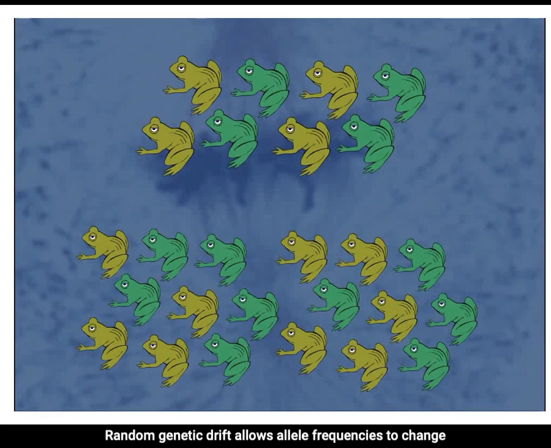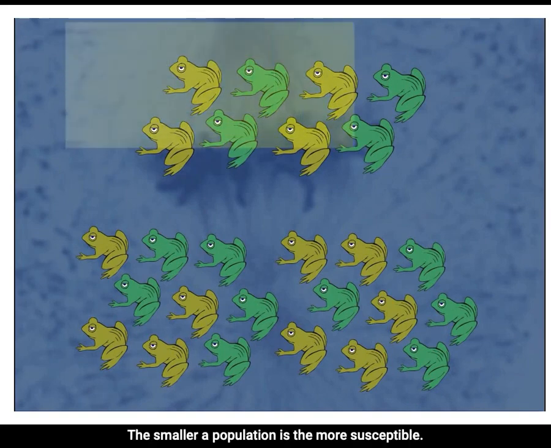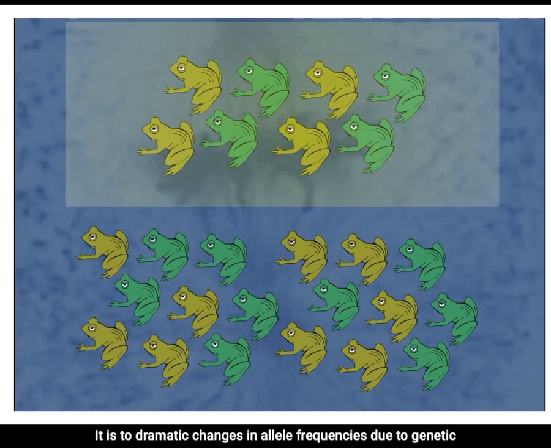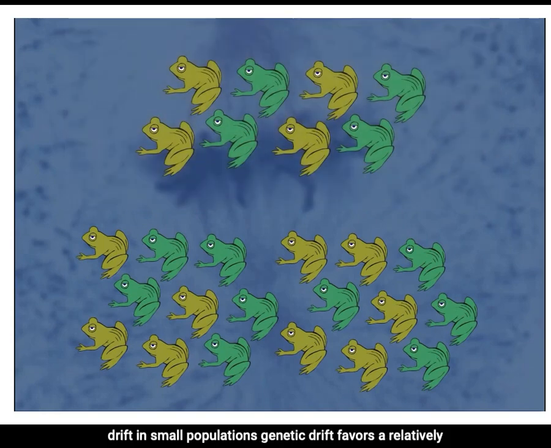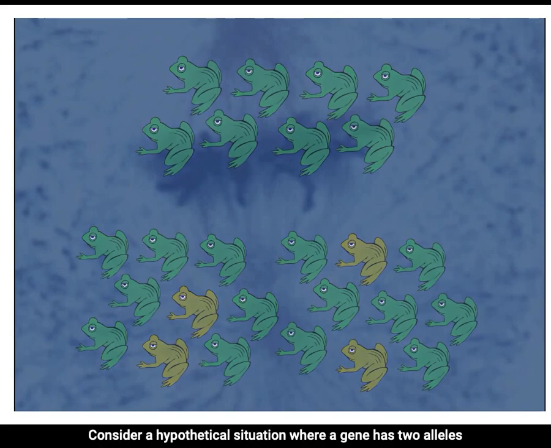Random genetic drift allows allele frequencies to change over time due to chance. The smaller a population is, the more susceptible it is to dramatic changes in allele frequencies due to genetic drift. In small populations, genetic drift favors a relatively rapid loss of alleles, leading to one allele becoming the only allele remaining for a particular gene. This is called fixation of the allele.